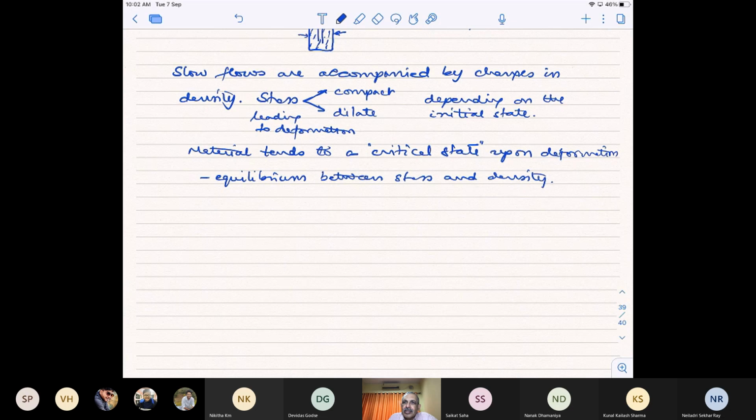And so what we'll see now is that we will show that at the critical state, the Mohr-Coulomb criterion applies. So we can say that the critical state theory is a generalization of the Mohr-Coulomb theory. If you start from a system which is not at equilibrium and then you apply a stress, the density of that system will slowly change and it will approach the critical state. And at that critical state, Mohr-Coulomb will apply. So let us see how this happens.